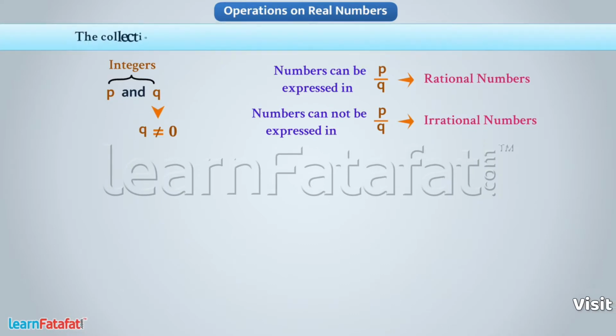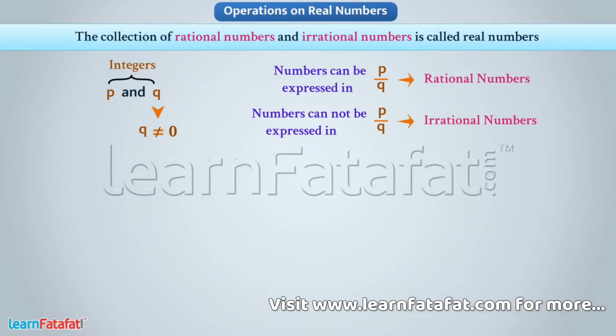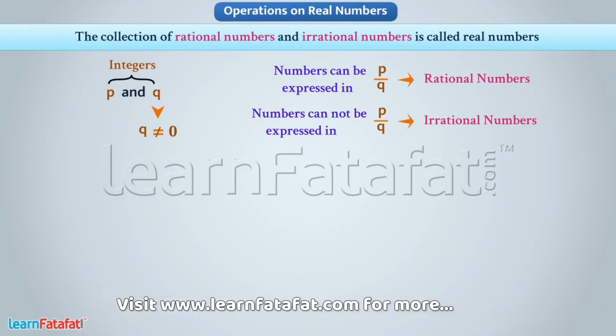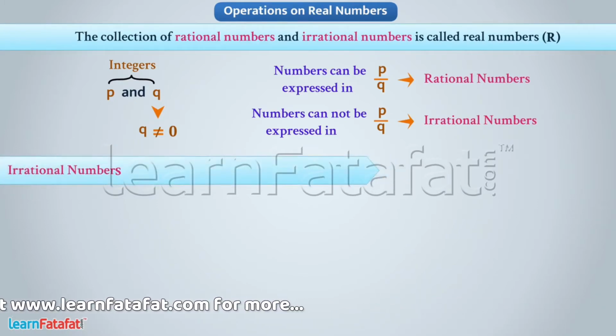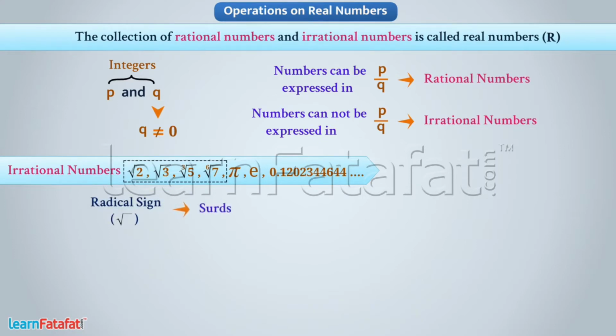The collection of rational numbers and irrational numbers is called real numbers. It is denoted by capital R. Consider these irrational numbers. Among these irrational numbers, those numbers which contain radical sign are called surds. So remember that a surd is an irrational number having radical sign.